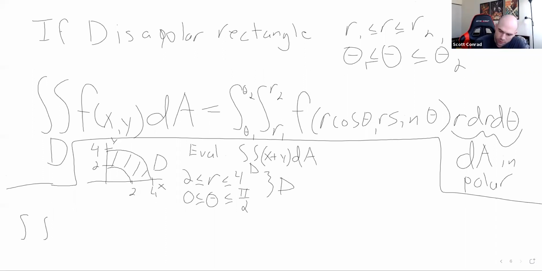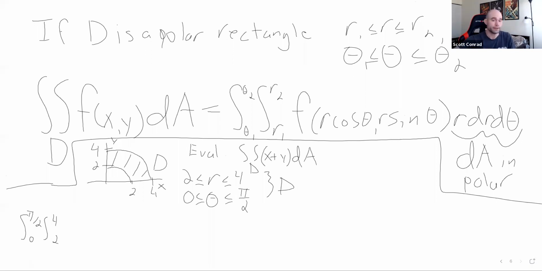So we go to the integral. r goes from 2 to 4. Theta goes from 0 to pi over 2. If you wanted, you could do theta first and then r. It's just kind of a habit to do r first for me, but it doesn't make a difference if they're both bounded by numbers, but we'll see they don't always have to be. Sometimes r is bounded by functions, so I just like to do r first anyways. So r goes from 2 to 4, theta goes from 0 to pi over 2.